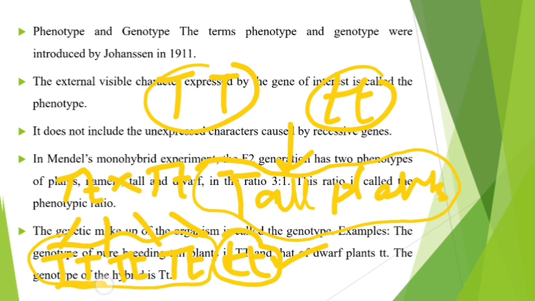Genotype means capital T capital T, capital T small t, and small t small t. These are genotypes. And what is the phenotype? Phenotype means these are tall, this is dwarf. So these are phenotypes.